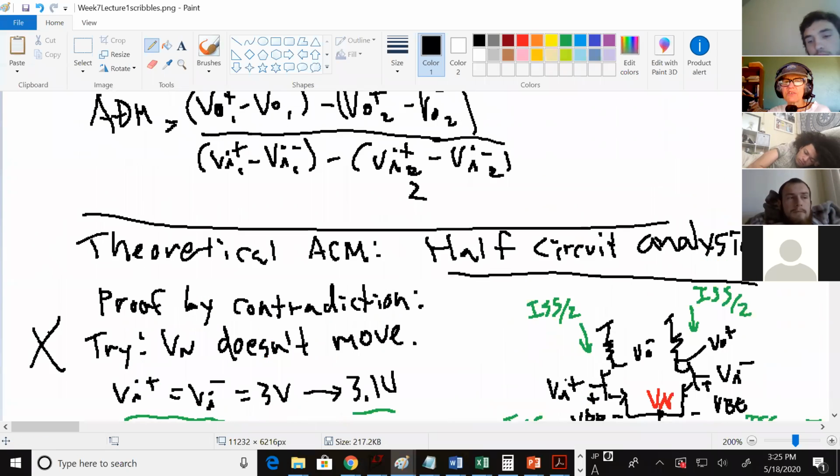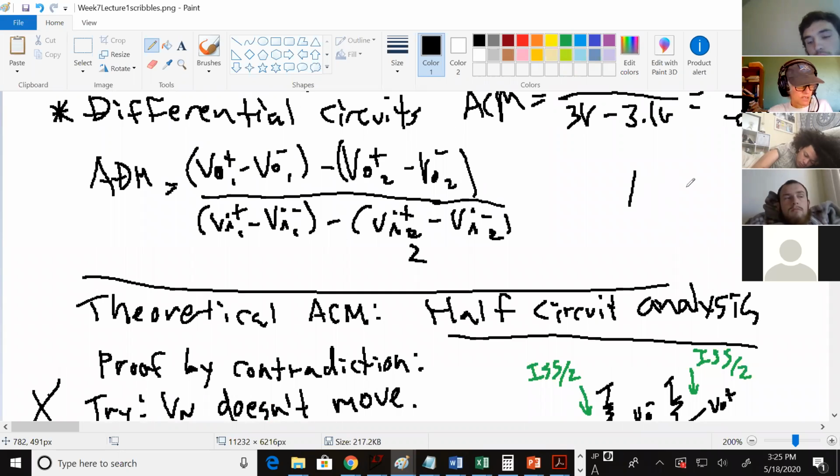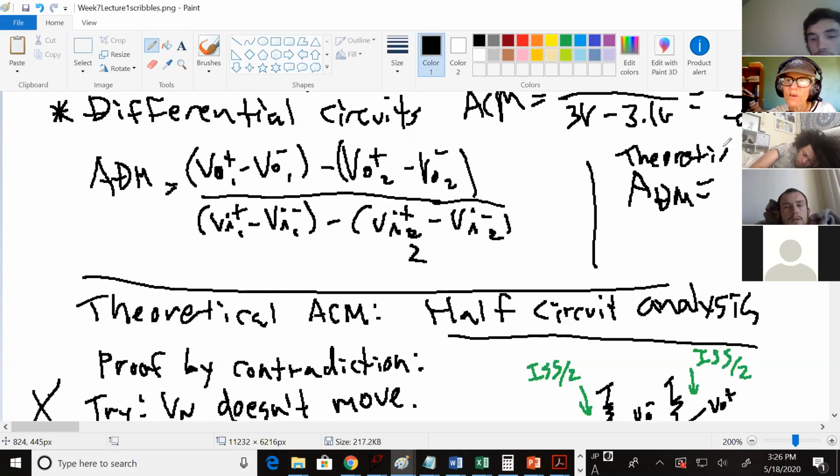But when we did the half circuit analysis for ADM, so this is the theoretical ADM. We found by doing half circuit analysis, and that was your gm RO parallel R. So this is if you're working it out on paper, and this is if you're in LTSpice or in the lab, or you take points and calculate it that way. So this is theoretical, this is experimental.